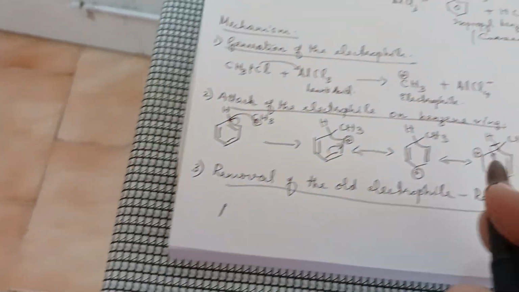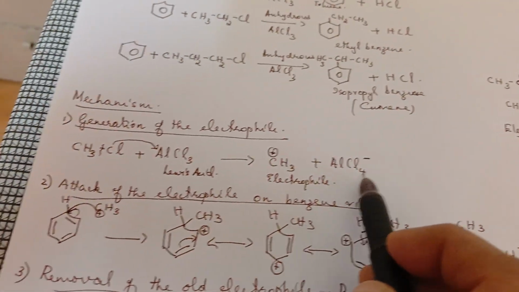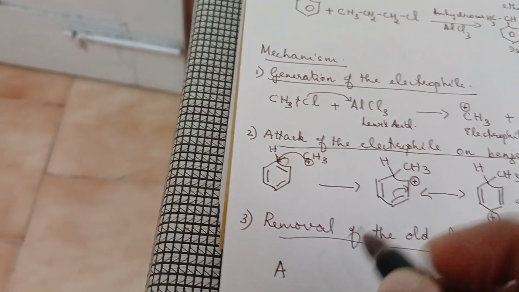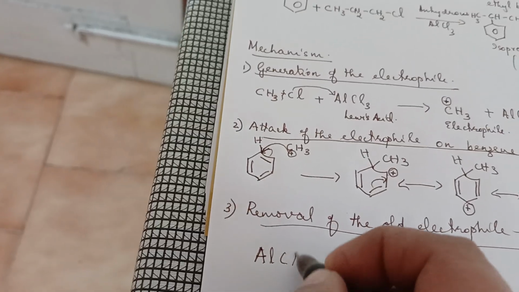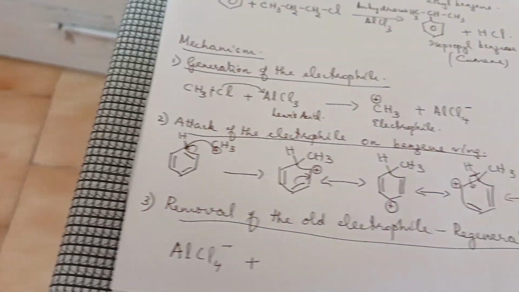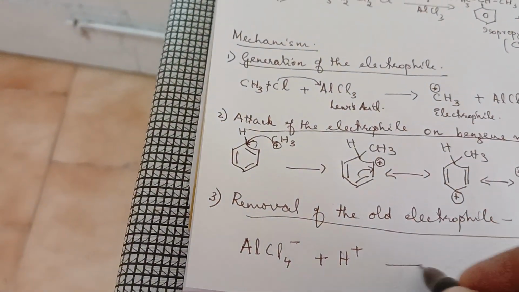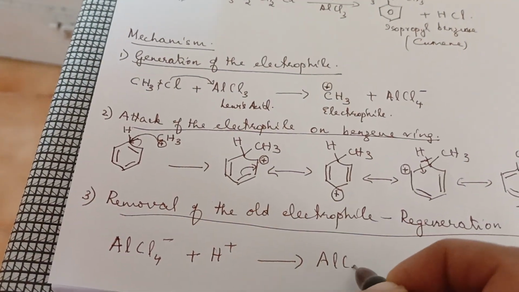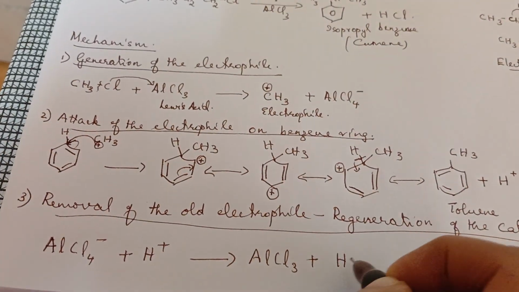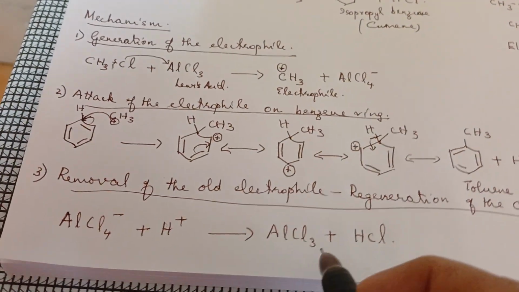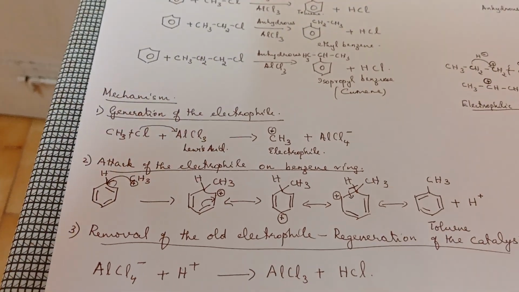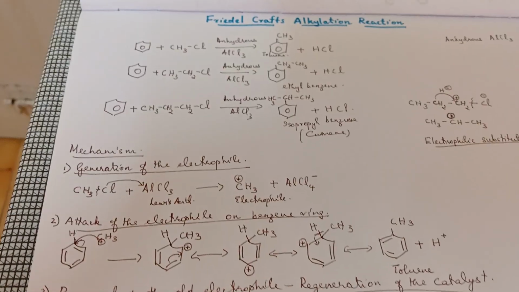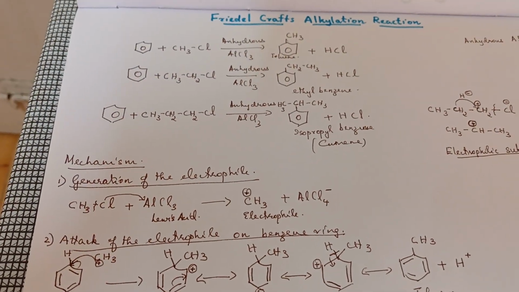We don't have the catalyst. We have only AlCl4 minus. We had AlCl3, but now it is in the form of AlCl4 minus. So AlCl4 minus plus H plus, that is the proton, will give you AlCl3 plus HCl. So here is your catalyst back. So these are the three steps in the mechanism of Friedel Crafts alkylation reaction.